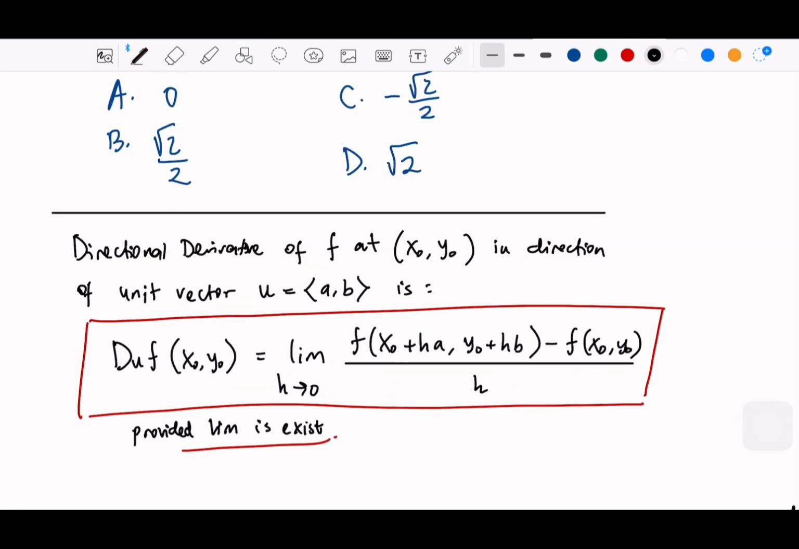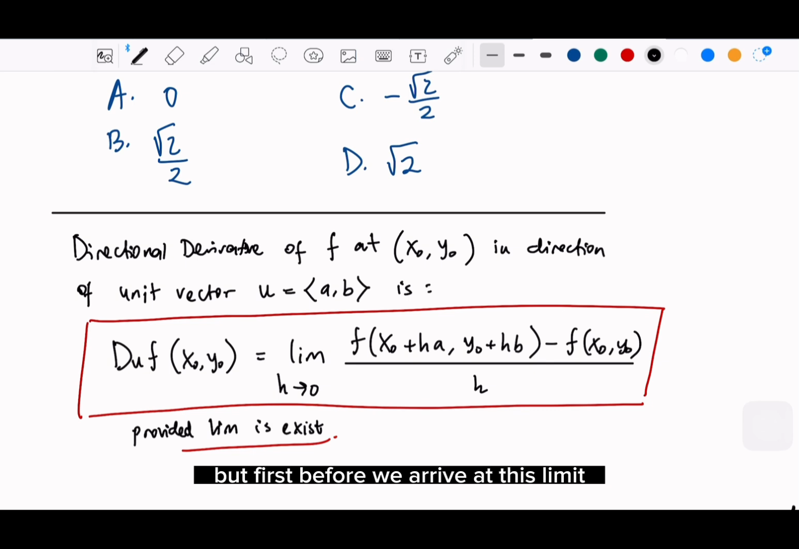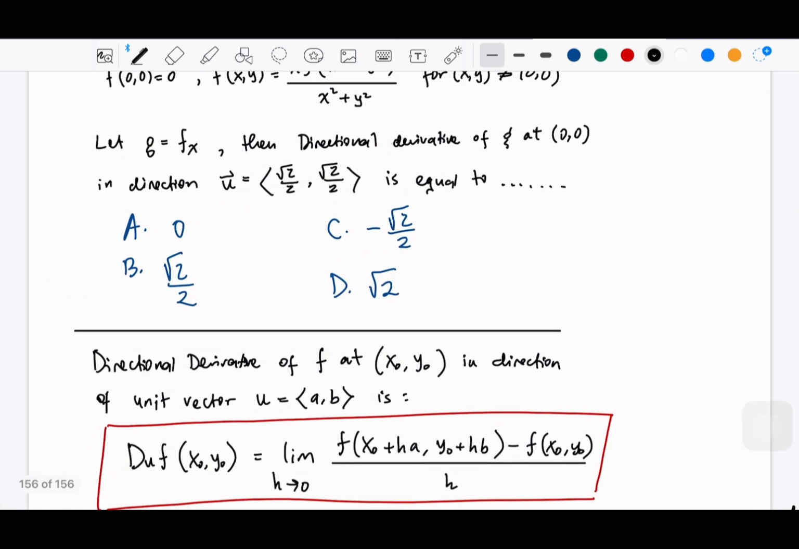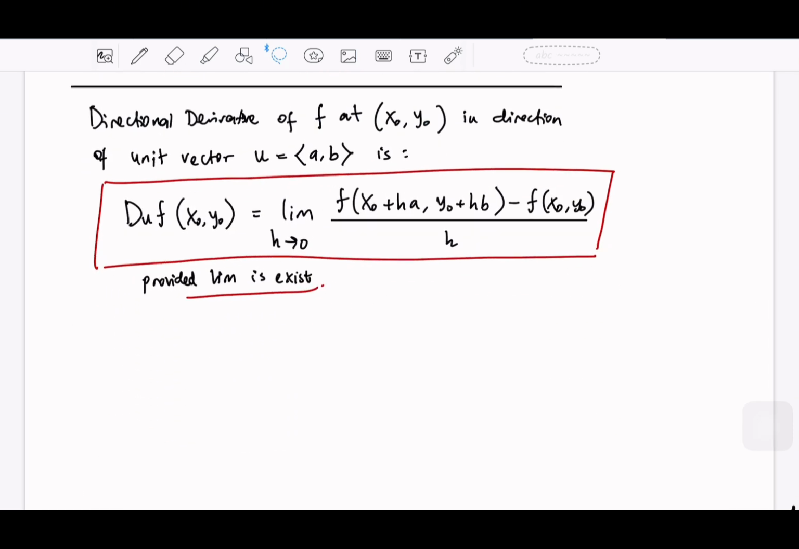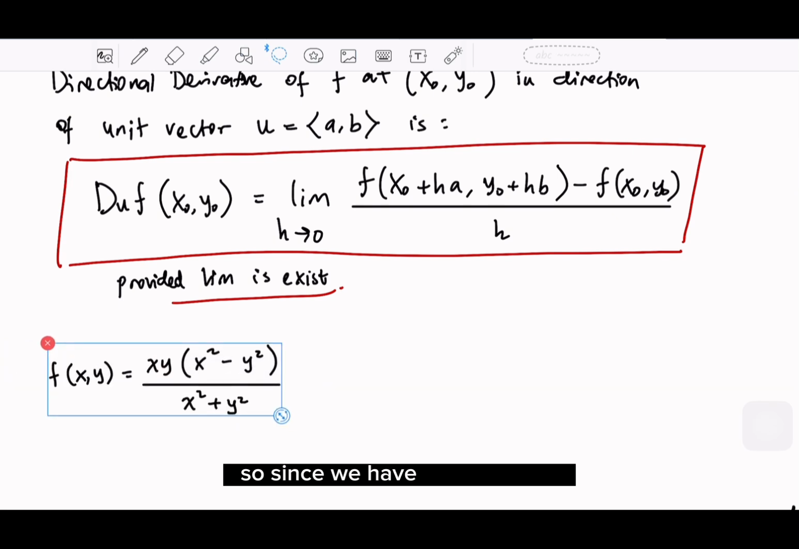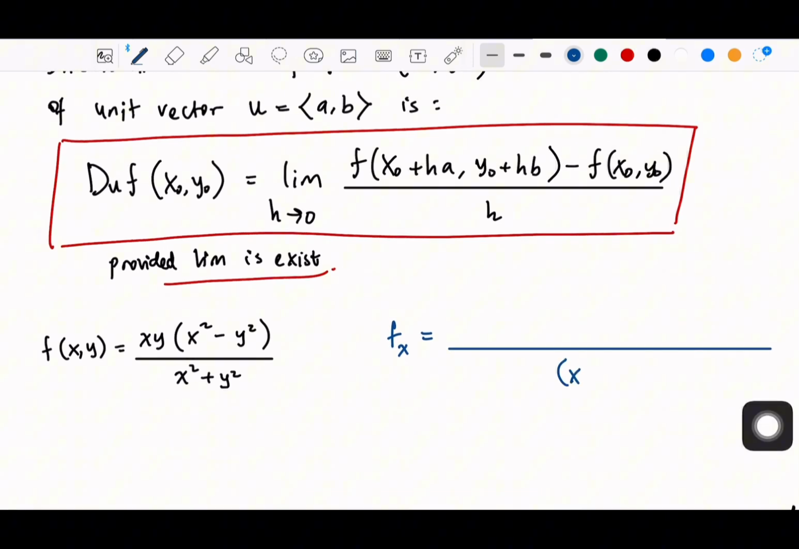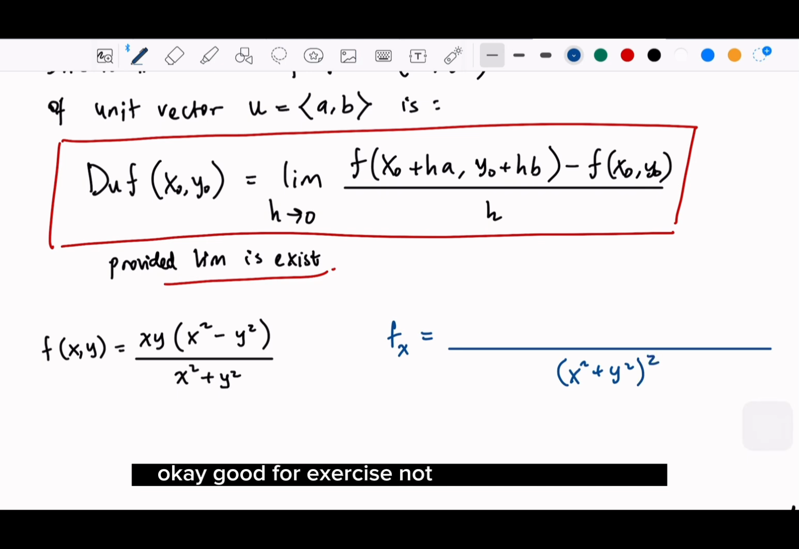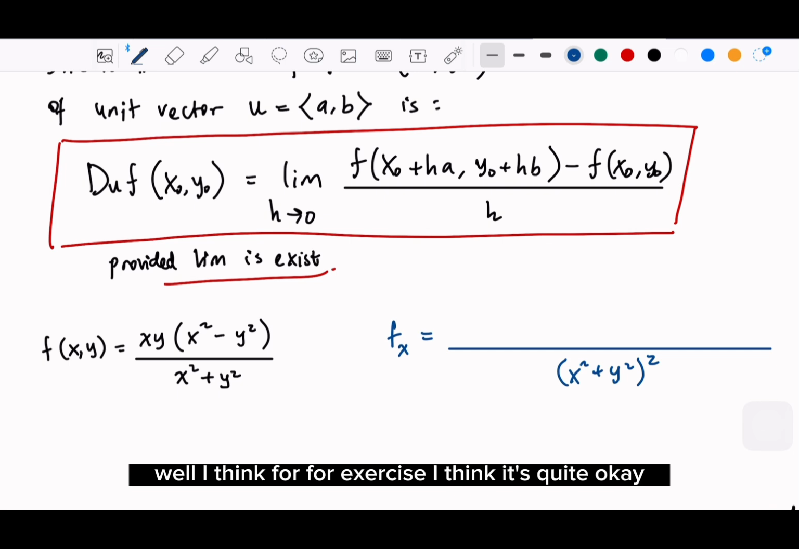Okay, this is the directional derivative that we are going to compute based on the question. But first, before we arrive at this limit, we need to calculate the partials. So let me copy and write here. Since we have this f and we are going to compute the partial x, we are going to use the quotient rule, and this will be very long. Okay, good for exercise, not good for exam, right? Or maybe good, no? But I think for exercise, it's quite okay.